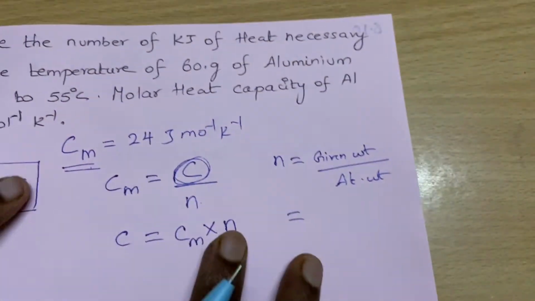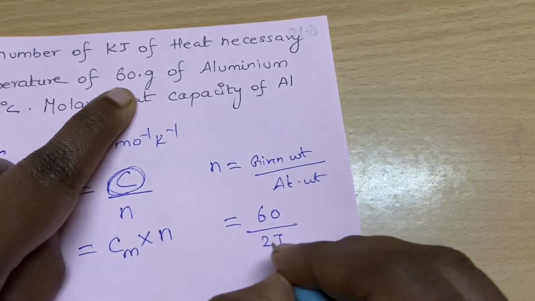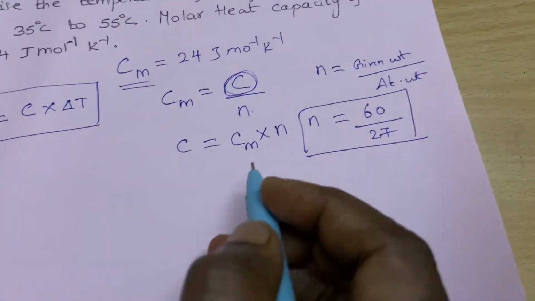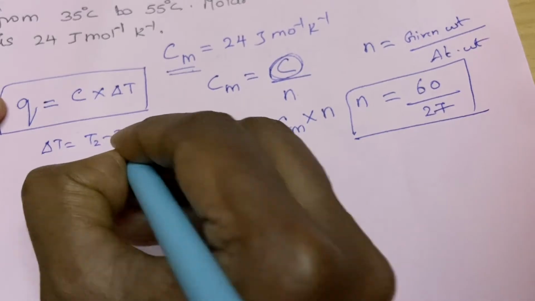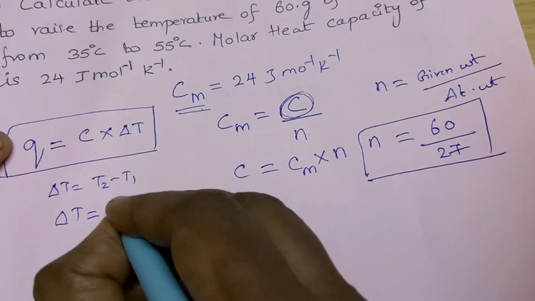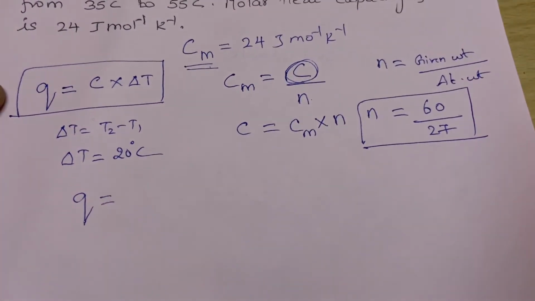What is the given weight here, students? The given weight is 60 grams, 60 grams divided by 27 grams. If you do this, you will get the number of moles. Then what is del T here? Del T is T2 minus T1, the difference in temperature, 55 minus 35, which is 20 degrees Celsius. So Q is equal to, I'm going to substitute all these values.